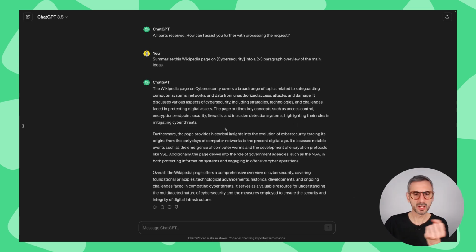This gives me a pretty good overview, I feel, of what cybersecurity is all about, and saves me pretty much half an hour of really reading through all of that Wikipedia page. I'm not saying you shouldn't read it. It's obviously much more robust than the summary that I'm getting here, but at least the summary gives me a comprehensive overview of what cybersecurity is all about.